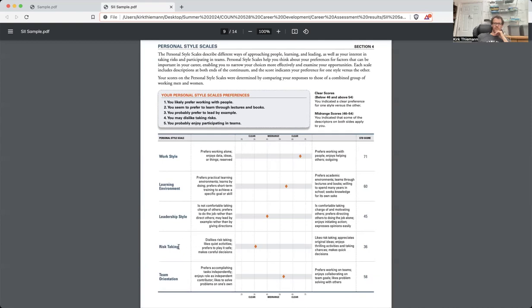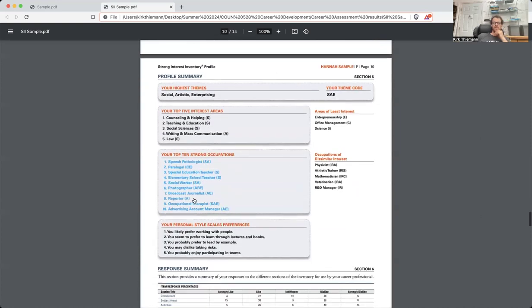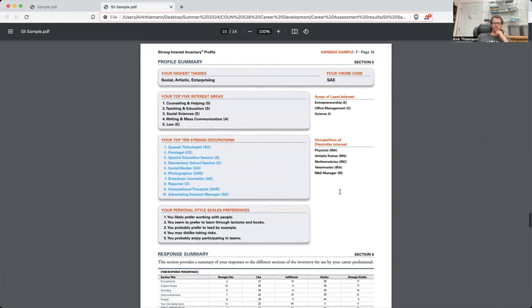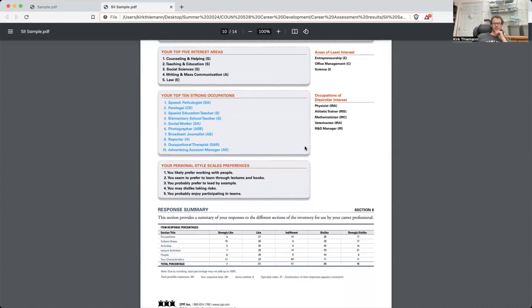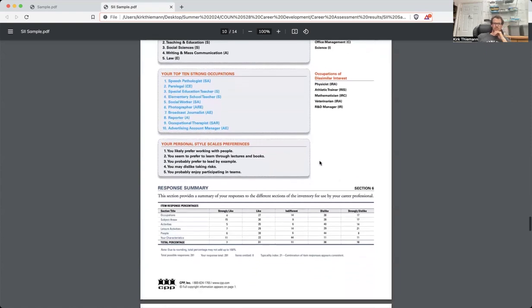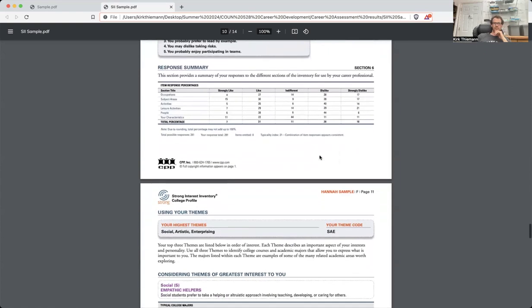Then there's leadership style, risk taking, and team orientation. So sometimes it can be helpful to think about and process where I am on this scale. And just because I have a preference somewhere doesn't mean I can't work in this other area. It just means it might be against my natural inclination or my natural preference. So this is just the overview of the previous information, a kind of wrap up of a lot of the information.